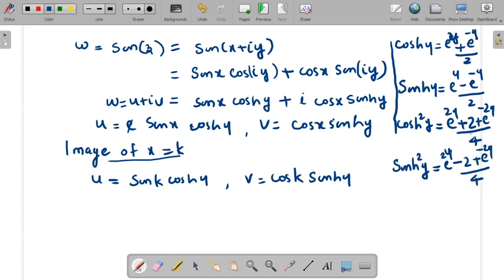So see, if you subtract these two, cosh square y minus sinh square y, e raised to 2y and e raised to minus 2y get cancelled, and in the numerator we have 2 minus minus 2, which is equal to 4. 4 divided by 4 is equal to 1. So this is the hyperbolic identity we use to eliminate y between these two equations.